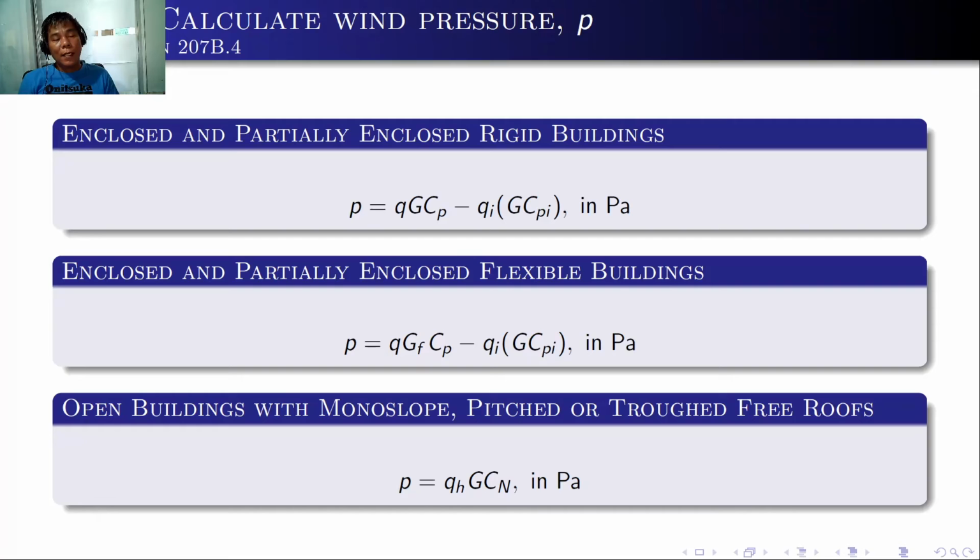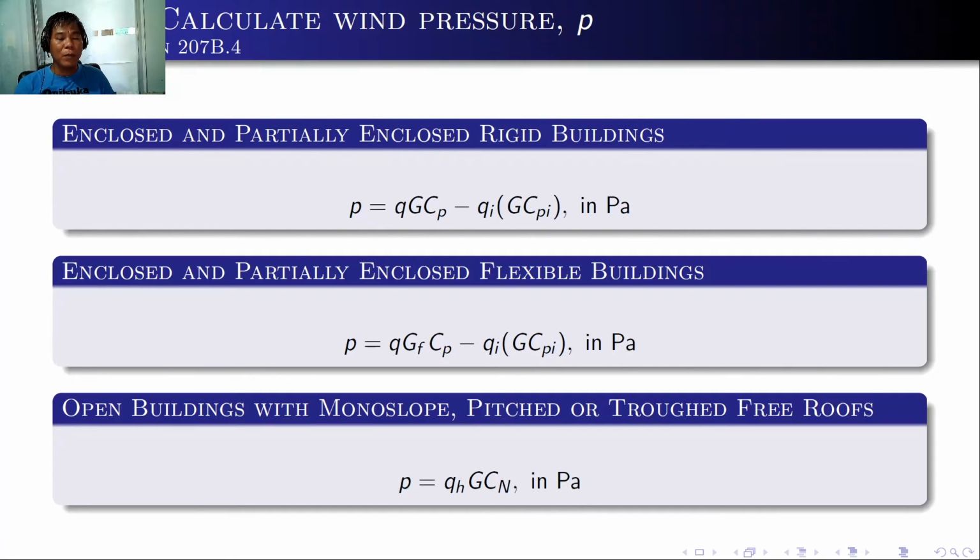Then the last step, step 7, is to calculate wind pressure P. For the enclosed or partially enclosed rigid buildings, you can use the formula. I have presented this already. But the other formula for enclosed and partially enclosed flexible building is quite different. The first formula is for rigid buildings, the other one is flexible. They have almost the same formula, except for the first term we have GF. G sub F is different from G.